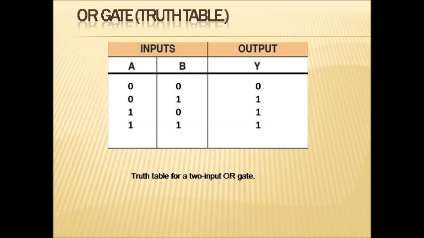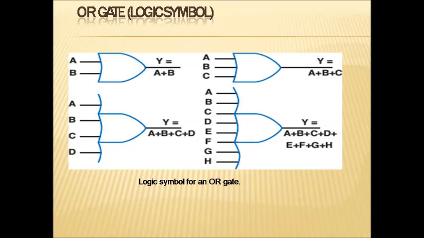So in the case of an OR gate, it produces 0 only when all the inputs are 0. Here you can see the logic symbol of an OR gate. Compare it with the logic symbol of an AND gate. Here you can see the logic symbol of the OR gate.